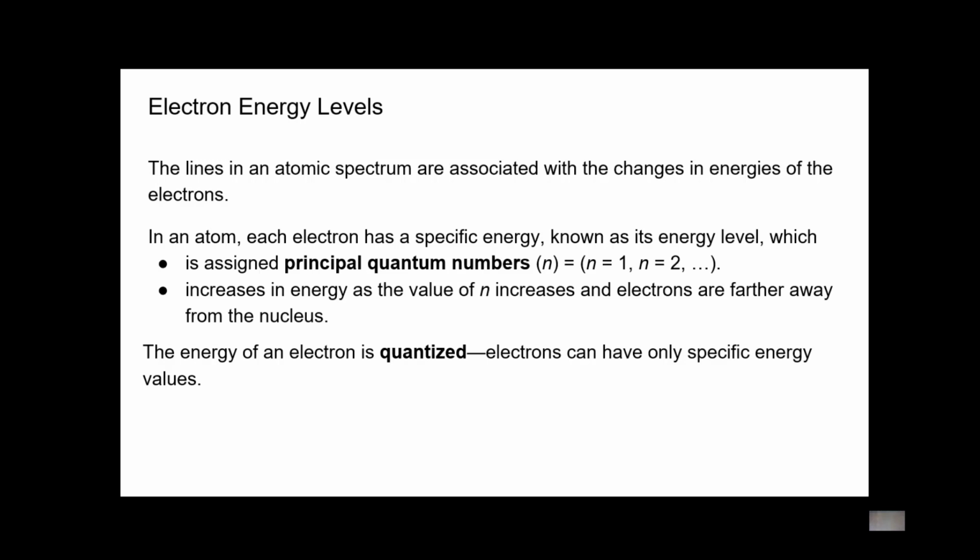So the ones that are closest and the lowest in energy are closest to the nucleus, and the principal quantum number levels that are further away, like 5, 6, and 7, those electrons are furthest from the nucleus. And this energy of electron is quantized. So now we're going to start fitting these electrons in only certain allowed energy values.